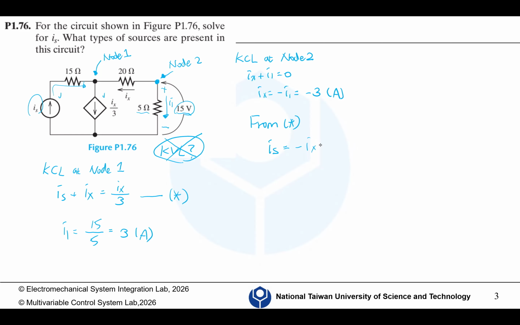20, I1 equals 1 ampere. Okay, and once we have I1, I2 equals 2 I1, so I2 is 2 times 1, which is 2 ampere. So we solved I1 and I2 successfully.